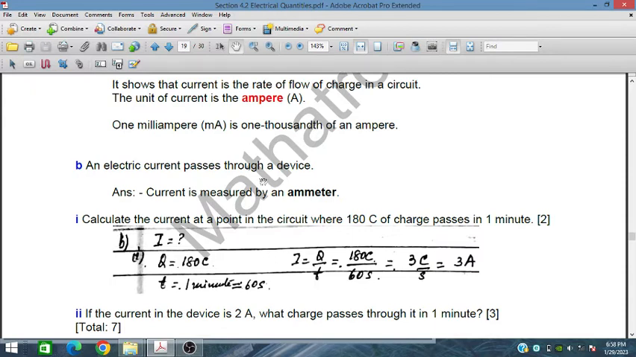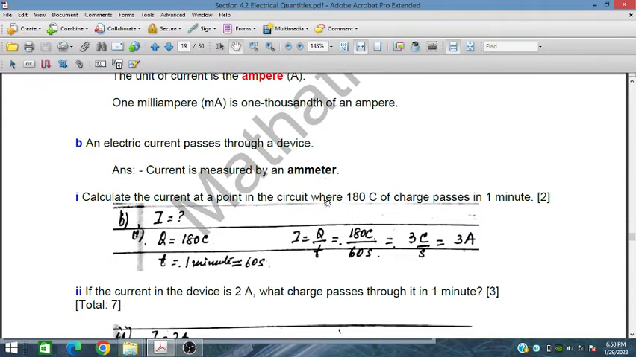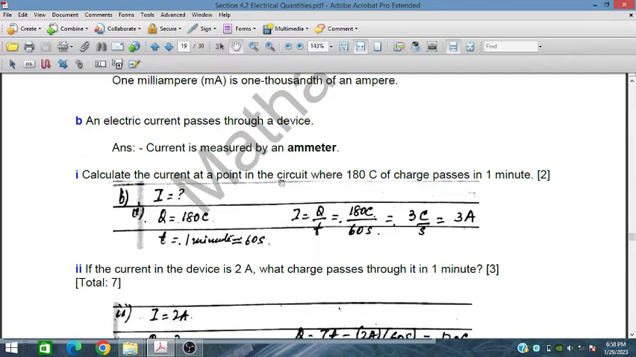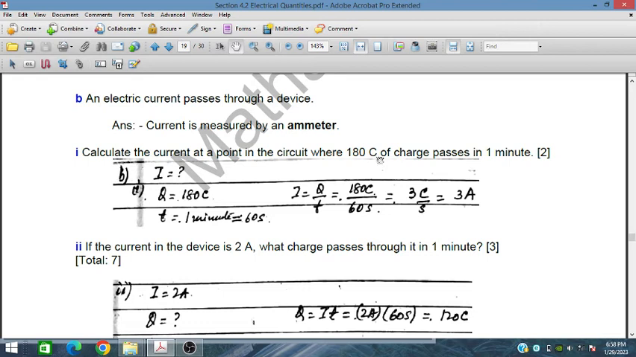Electric current passes through a device. Current is measured by an ammeter. Calculate the current at a point in the circuit where 180 coulombs of charge pass in 1 minute. So Q = 180 C and T = 1 minute, which is 60 seconds. I = Q/T, so 180 divided by 60 is 3 coulombs per second. So that is 3 amperes.